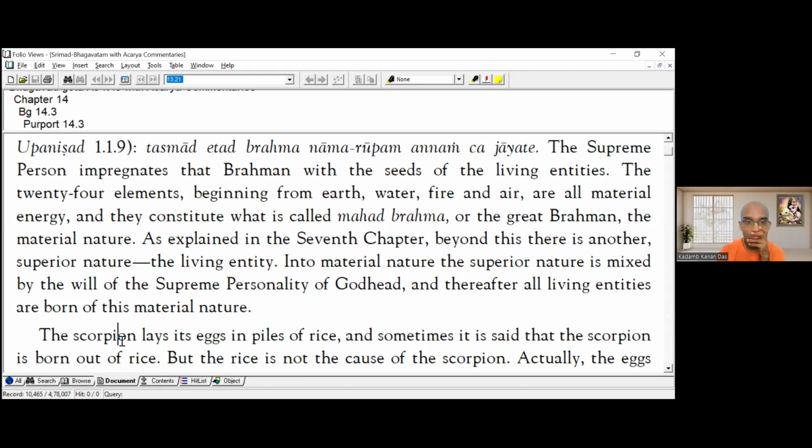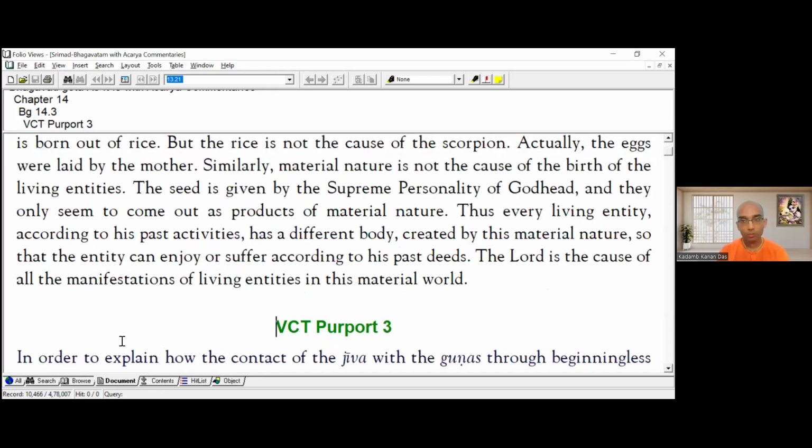As explained in the seventh chapter, beyond this there is another superior nature, the living entity. Into material nature, the superior nature is mixed by the will of the Supreme Personality of Godhead, and thereafter all living entities are born of this material nature. The scorpion lays its eggs in a pile of rice, and sometimes it is said that the scorpion is born out of rice. But the rice is not the cause of the scorpion. Actually, the eggs were laid by the mother. Similarly, material nature is not the cause of the birth of the living entity.